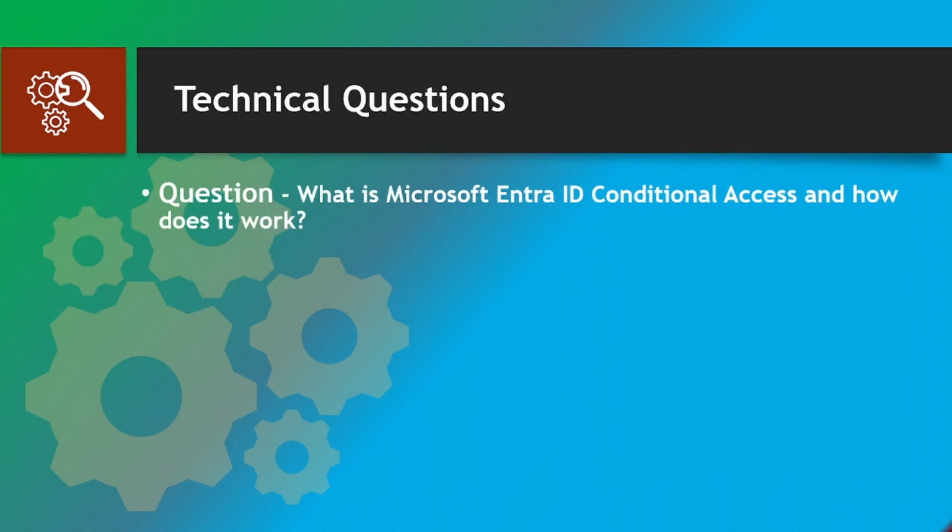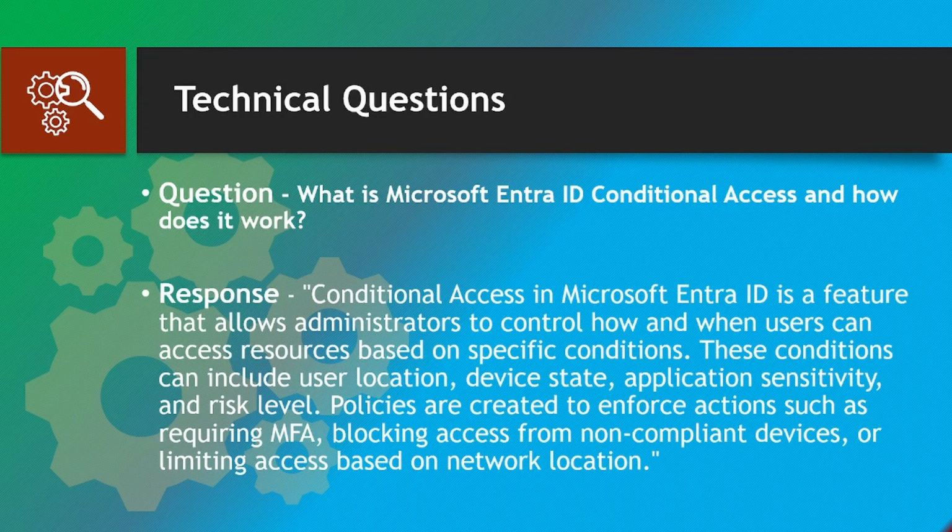Now, the next question under the technical questions category could be, what is Microsoft Entra ID conditional access and how does it work? Conditional access in Microsoft Entra ID is a feature that allows administrators to control how and when users can access resources based on specific conditions. These conditions can include user location, device state, application sensitivity, and risk level. Policies are created to enforce actions such as requiring MFA, multi-factor authentication, blocking access from non-compliant devices, or limiting access based on network locations.